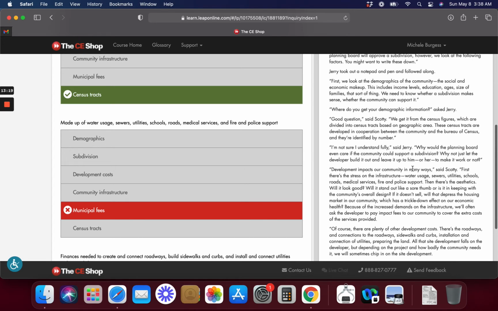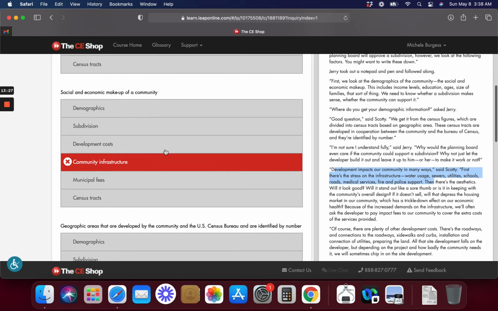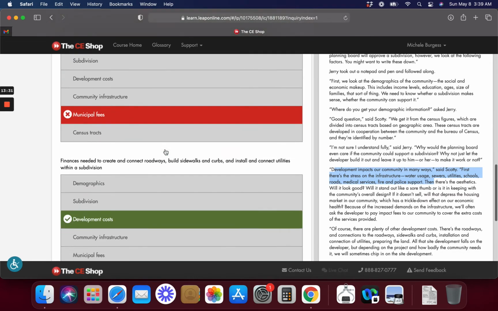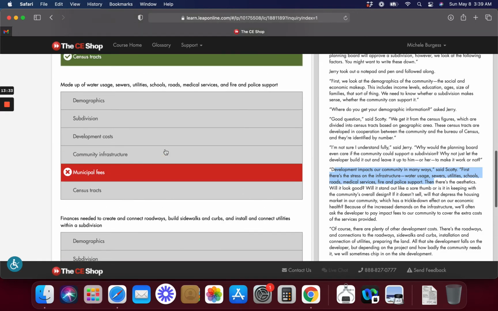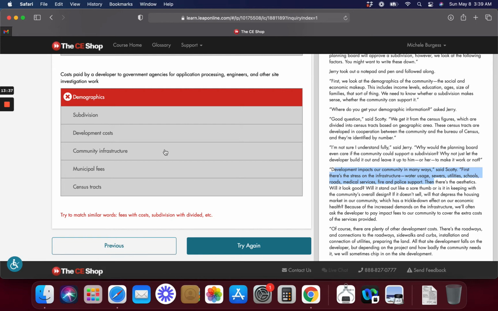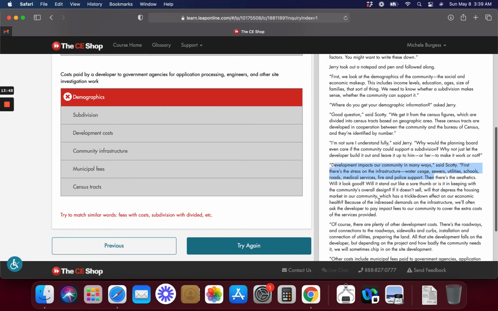Well, here it is right here. Okay, what's it say? It says infrastructure, right? Well, maybe that's community infrastructure. Did I get community? Oh, I got that wrong. Okay. So this one's wrong. This one is community infrastructure. Okay. I have no clue what this one is here. What's this say? Try matching. This is cash paid by developer to government agencies for application processing.